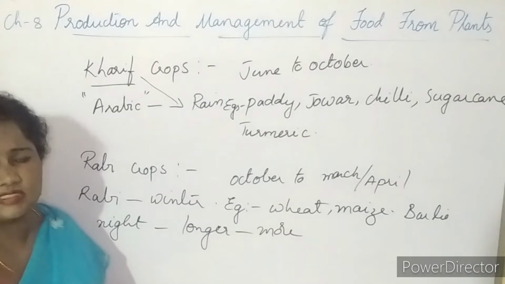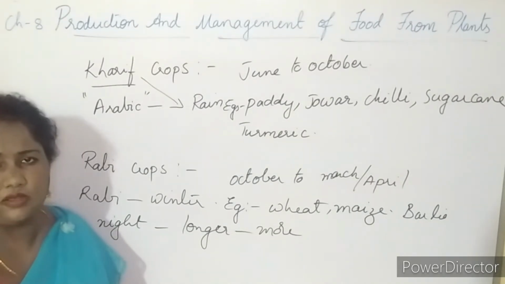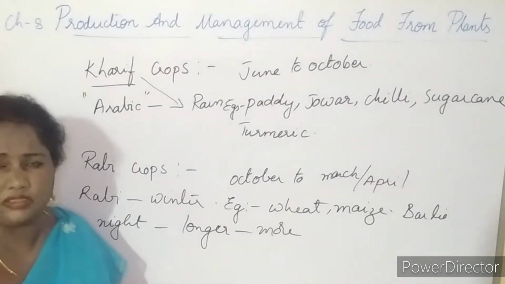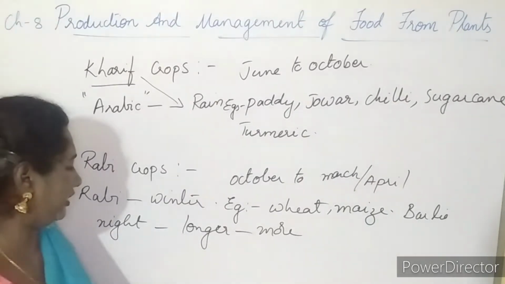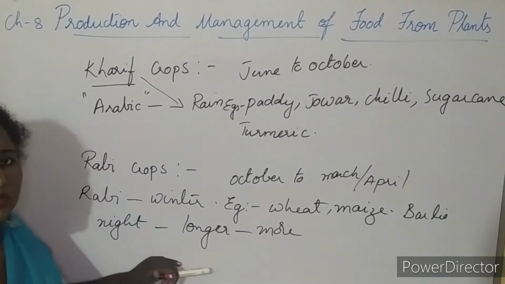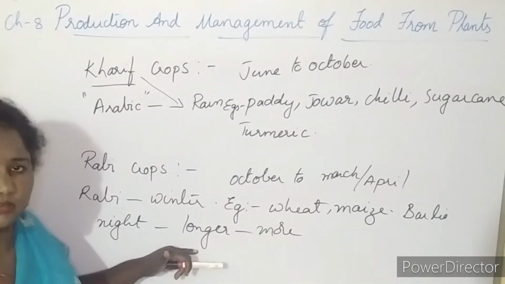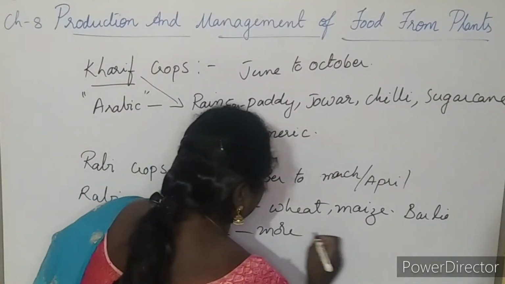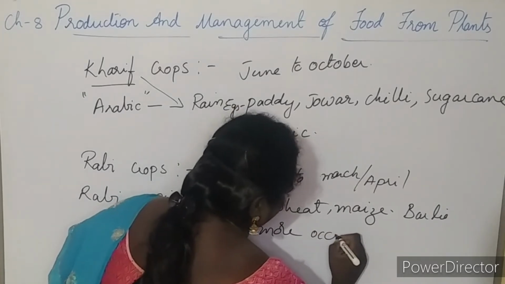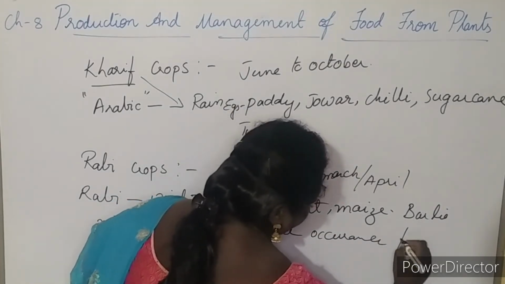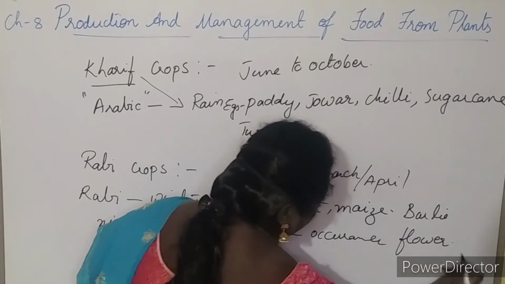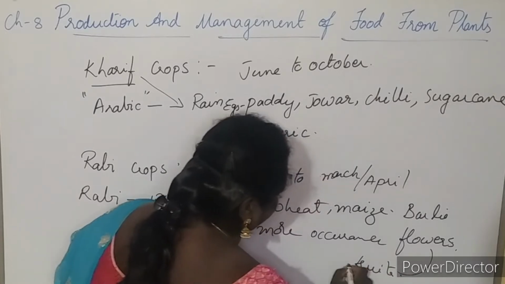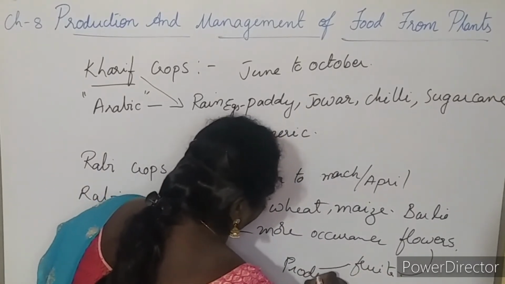So all the flowering plants, chrysanthemum, roses, and many of the dahlia flowers, they come during the winter season. So even night duration we have to consider during the time of flowering. If the night is longer, there is a chance for more occurrence of flowers. When more flowers are there, automatically more fruits will be there, and finally the product will be more.